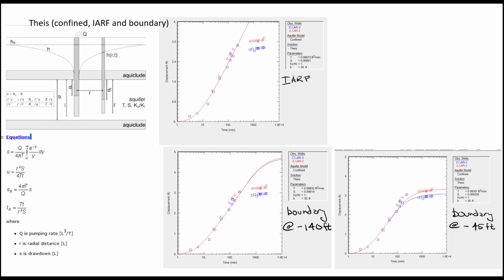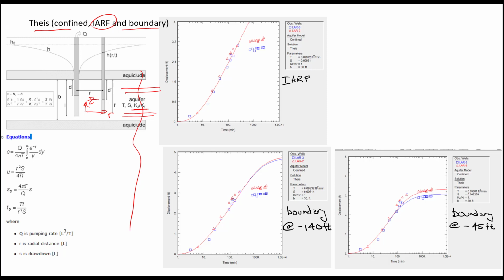Okay, so the next one that we'll take a look at is the Theis solution. It's got the infinitely acting case and the boundary, and here are the same kind of information from Aqtesolv that we saw previously. The configuration is pretty similar, except we also have the ability to have an anisotropic aquifer where the hydraulic conductivity in the z direction is different than the hydraulic conductivity in the r direction. And that's pretty common in layered sediments, for example.